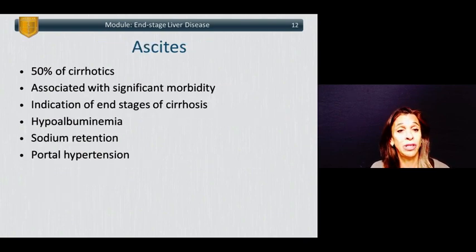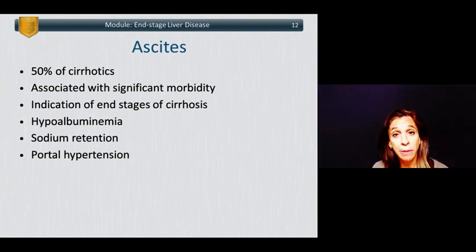Ascites occurs in about 50% of all patients with cirrhosis. It's associated with significant morbidity. It's an indication of end-stage disease. You don't typically get ascites until one has lost most of the capacity of the liver. It's secondary to hypoalbuminemia, as well as sodium retention, as well as portal hypertension.